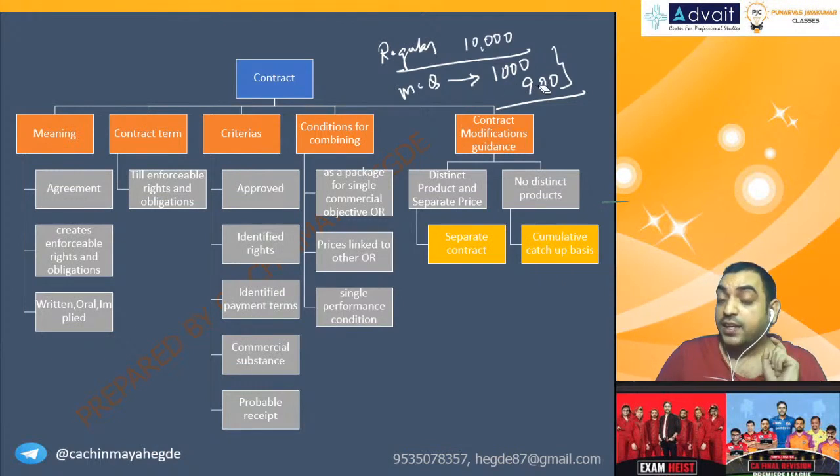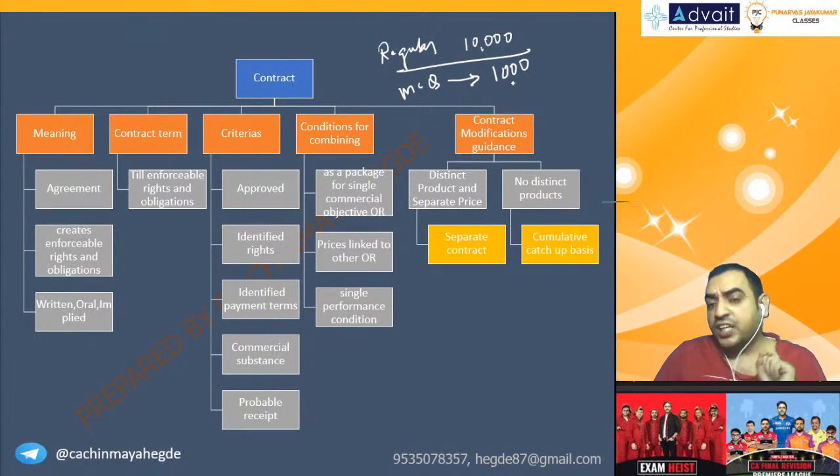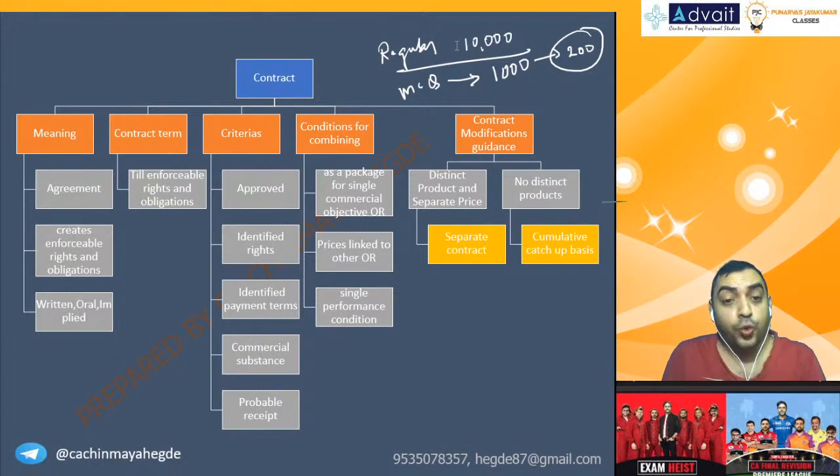On the other hand, I'll tell you one more thing. Regular classes 10,000. MCQ normally I give to others for 1,000. But if you take my regular class, I will give this to you at 200 rupees. Now that 200 rupees I'm giving you, do you think it is a distinct product? It is definitely a distinct product because it's a separate thing. The MCQ part is a separate thing.